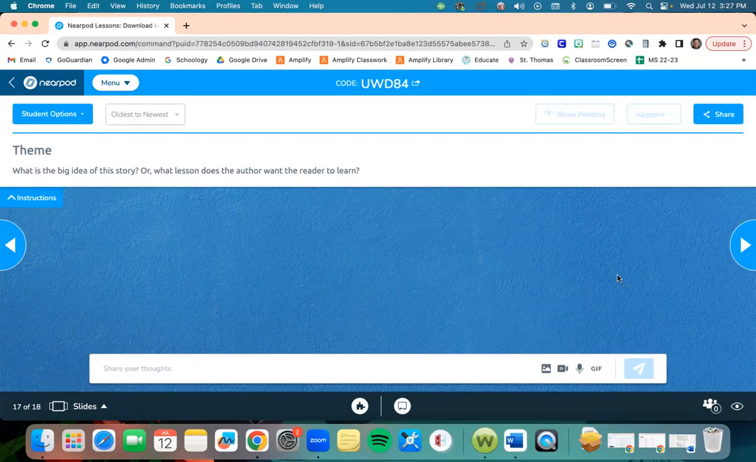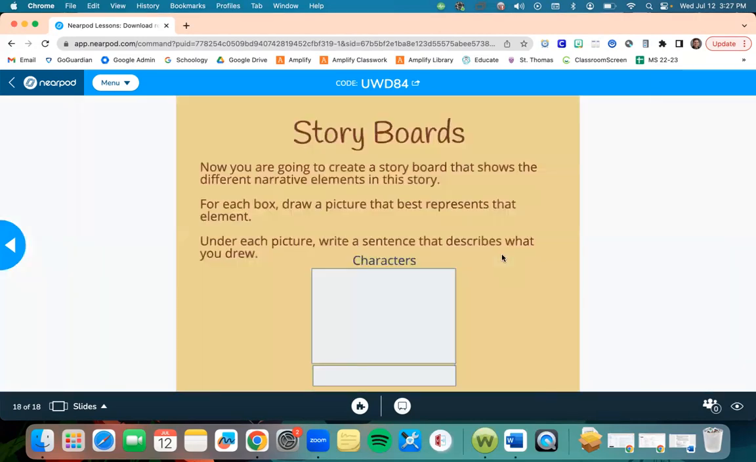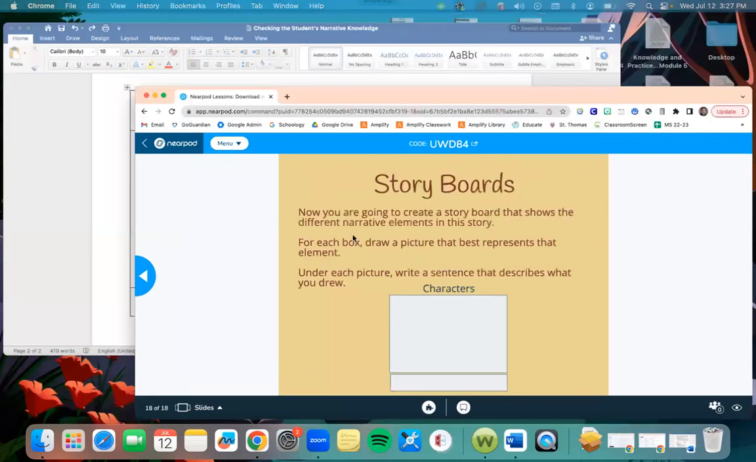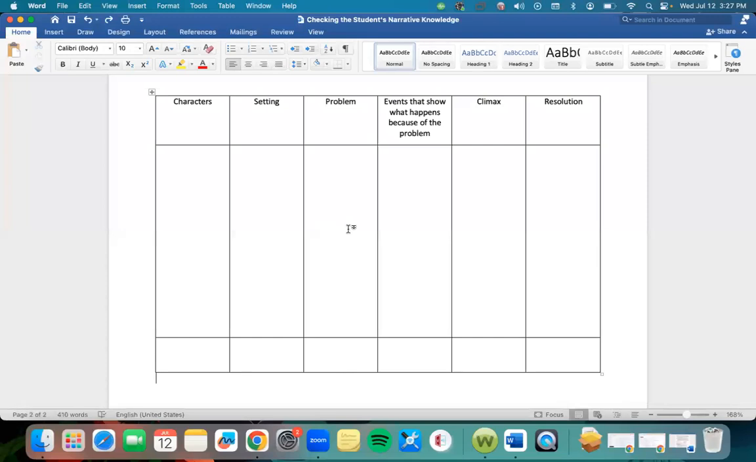Once we finish this Nearpod together, the last part of the lesson is more of an assessment piece, and students will be creating storyboards. I'd go through and say, now you're going to create a storyboard that shows these different elements of the story. For each one, you're going to draw a picture and then include a sentence that describes what that picture is showing. They would get this, or something that looks like this.